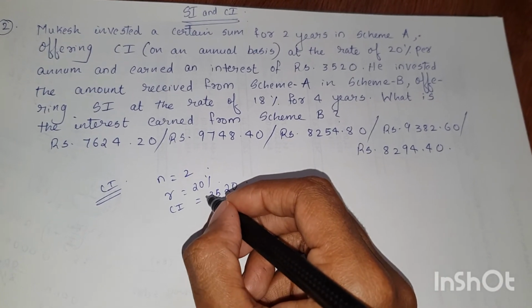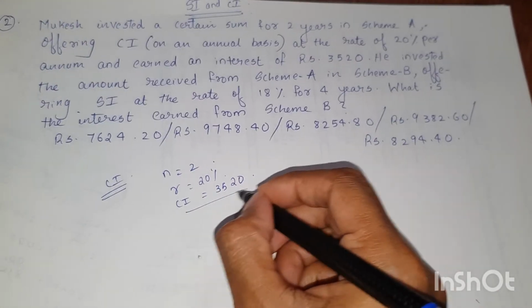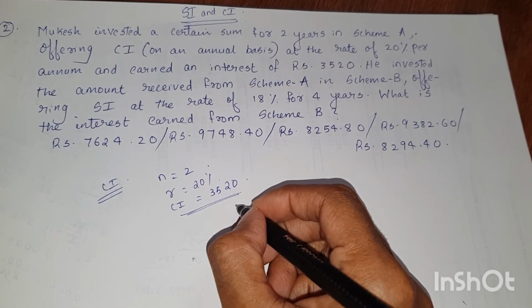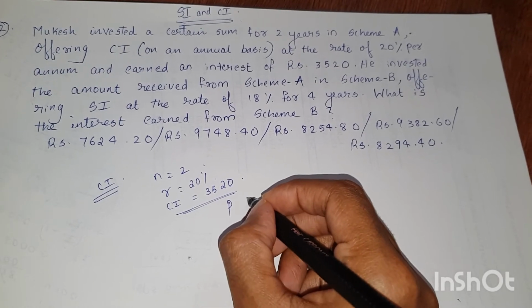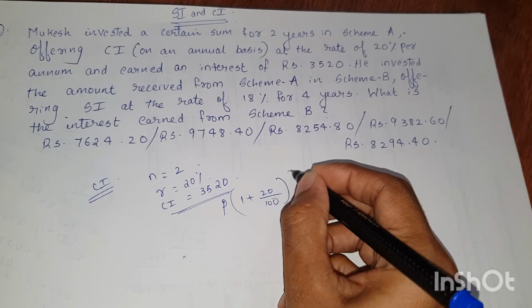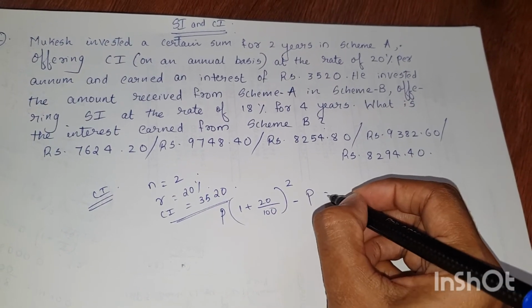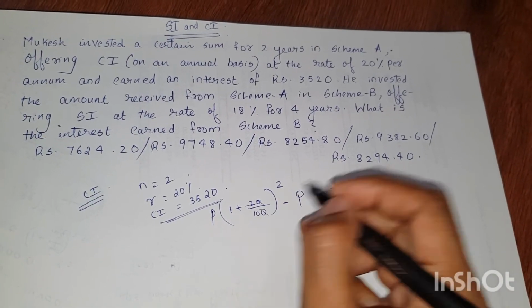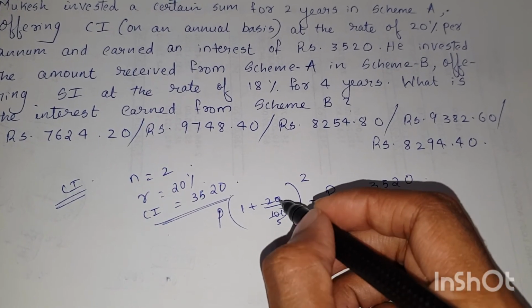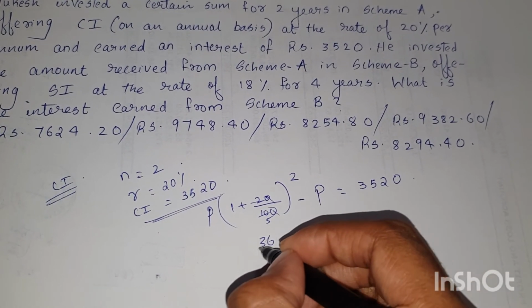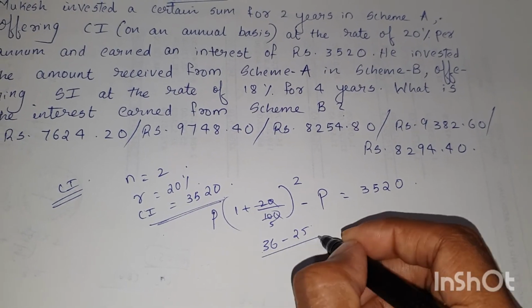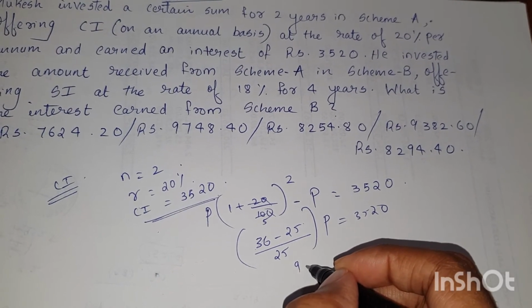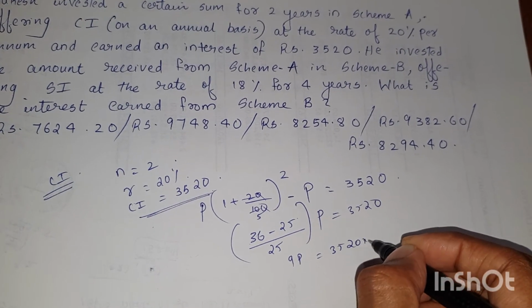So we can find out P, right? It is given that compound interest is given, then we can find out the principal. How? We know that to find the amount, P into (1 plus r by 100), P into (1 plus 20 by 100) the whole raised to 2. This amount minus principal is compound interest, right? So 3520. From this we can find out P. So 1 plus 1 by 5 is 6 by 5, squared is 36 by 25. So (36 minus 25) by 25 into P is equal to 3520. Then 11P by 25, so P is 3520 into 25 by 11.